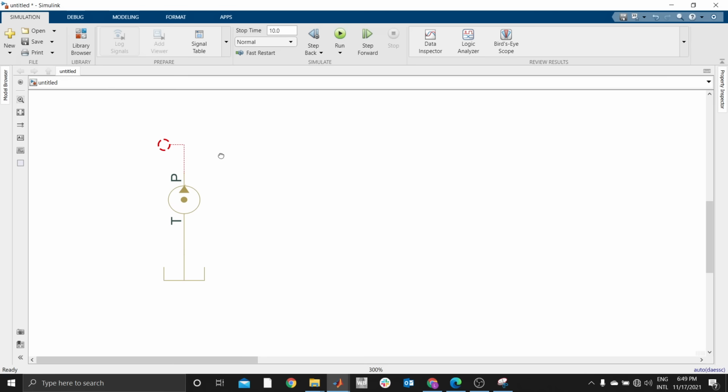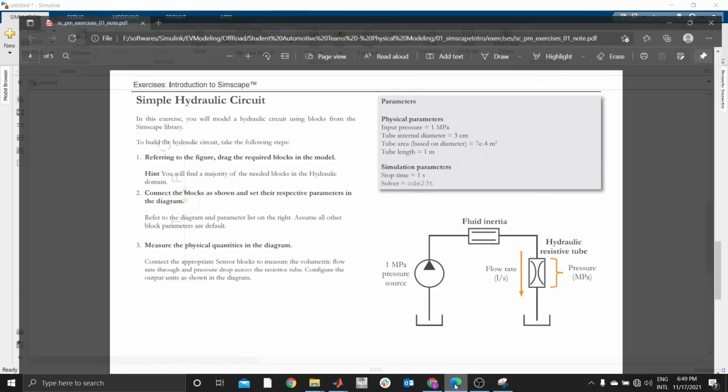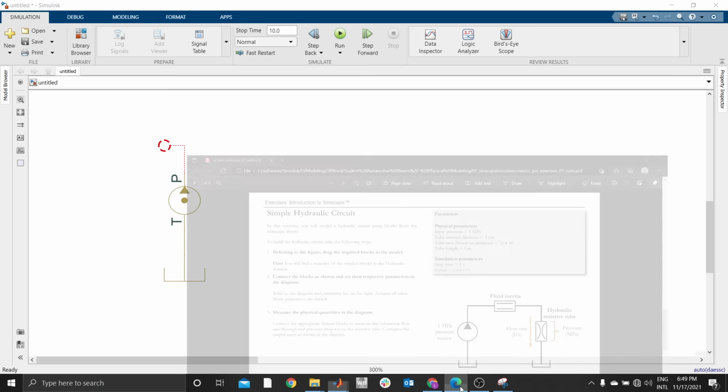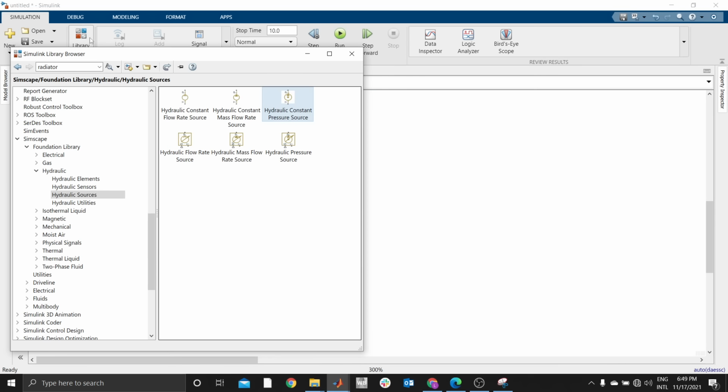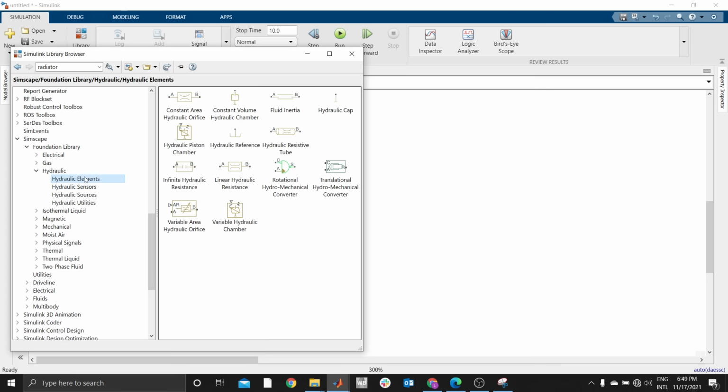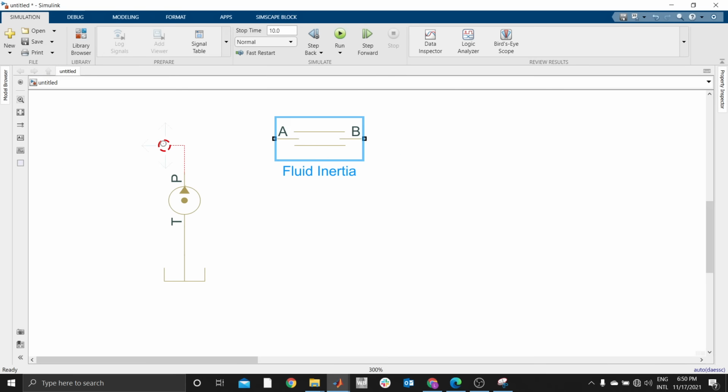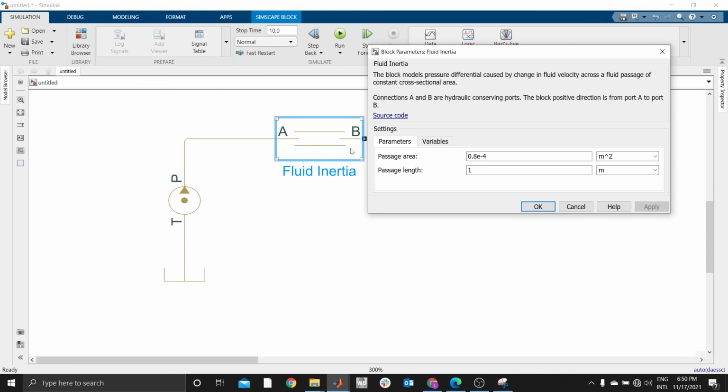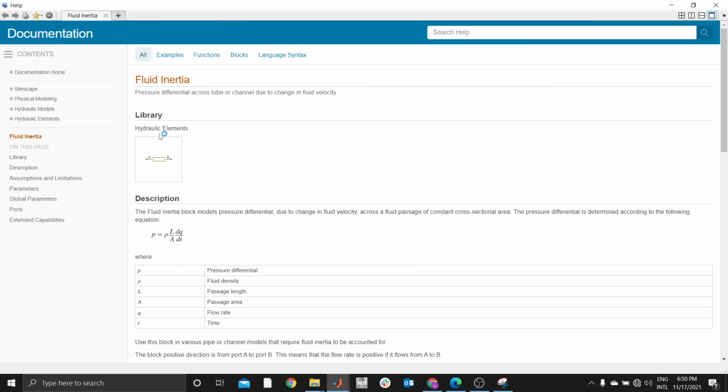Let's now continue. We need what we call fluid inertia. This one is a fluid inertia. I'll illustrate what the fluid inertia means. Go to the elements and take the fluid inertia block. Put it here. Let's double click here and go to help. I want to understand what the fluid inertia means.